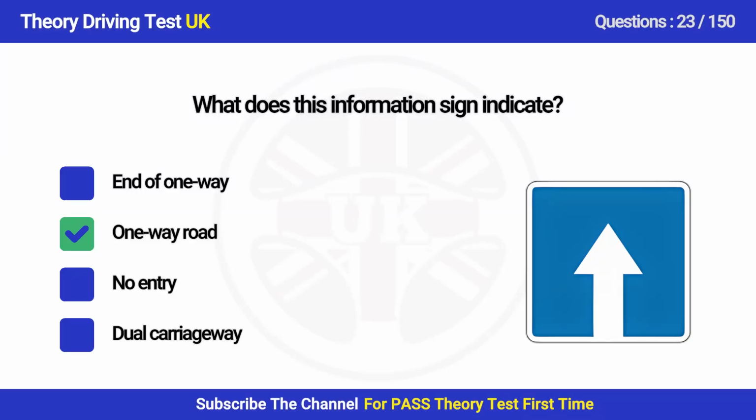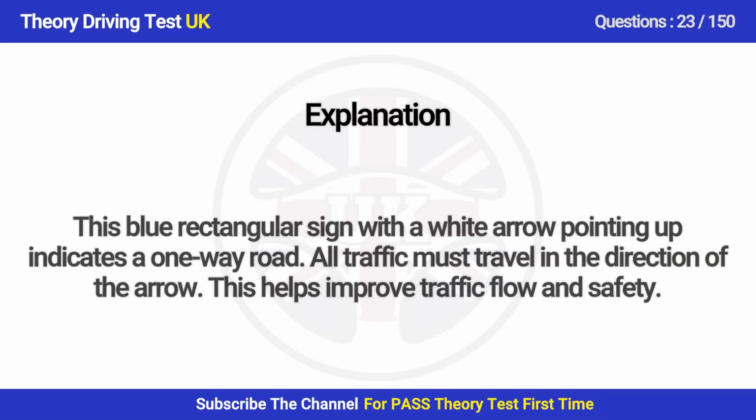Answer is B. One-way road. This blue rectangular sign with a white arrow pointing up indicates a one-way road. All traffic must travel in the direction of the arrow. This helps improve traffic flow and safety.